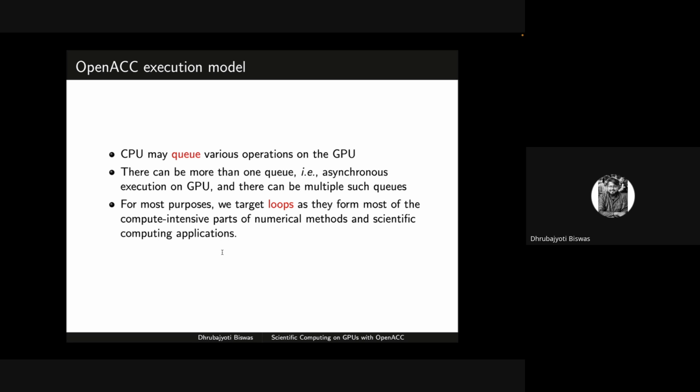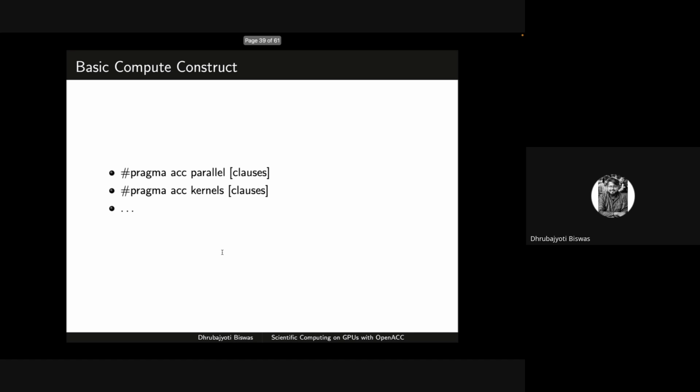Now, let's go on to the basic compute constructs. Just like OpenMP, if you remember that day's class, in OpenMP what we had done was use hash pragma OMP parallel for. Similarly, these two things are very similar. In this one, you use hash pragma ACC parallel, and in clauses, you have to put something like loop. We will come to what we can put in those clauses. There is another one called ACC kernels. Kernels is a bit of magic, but we will see what it means. And there are a few other hash pragmas as well.